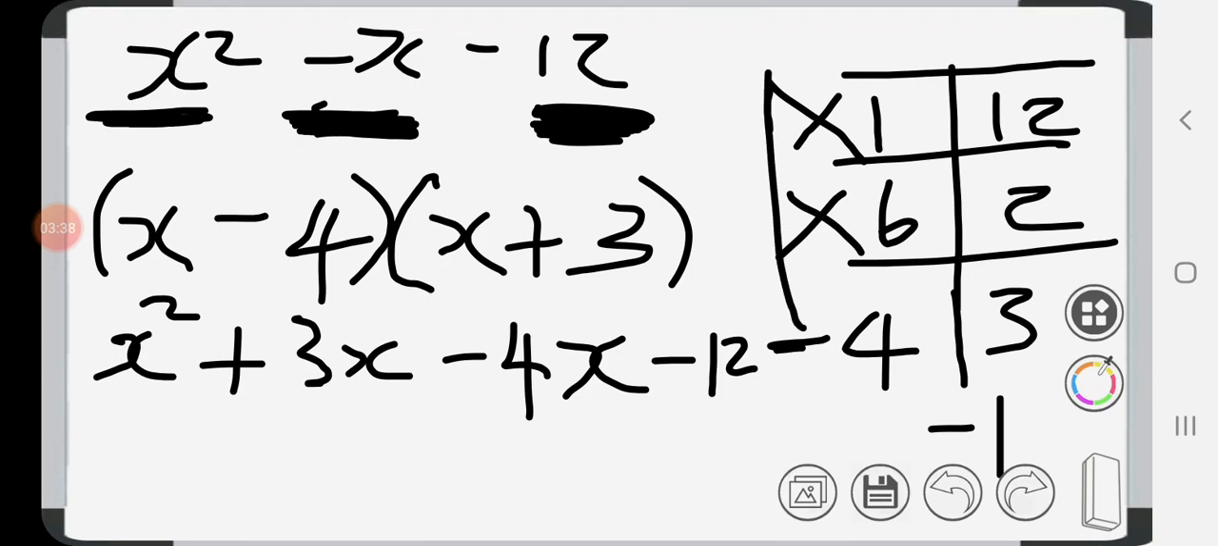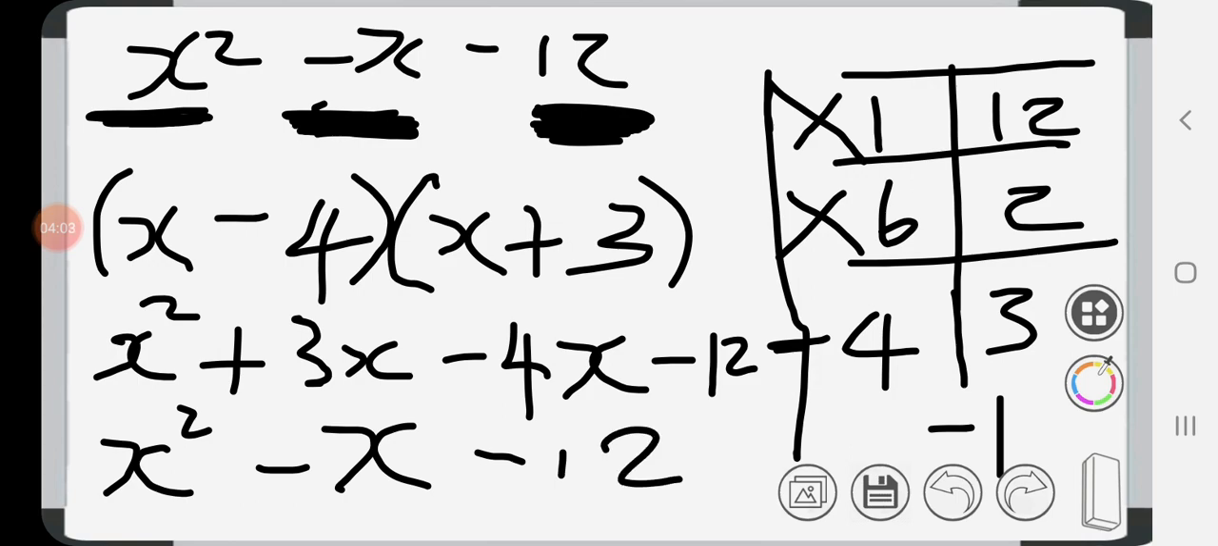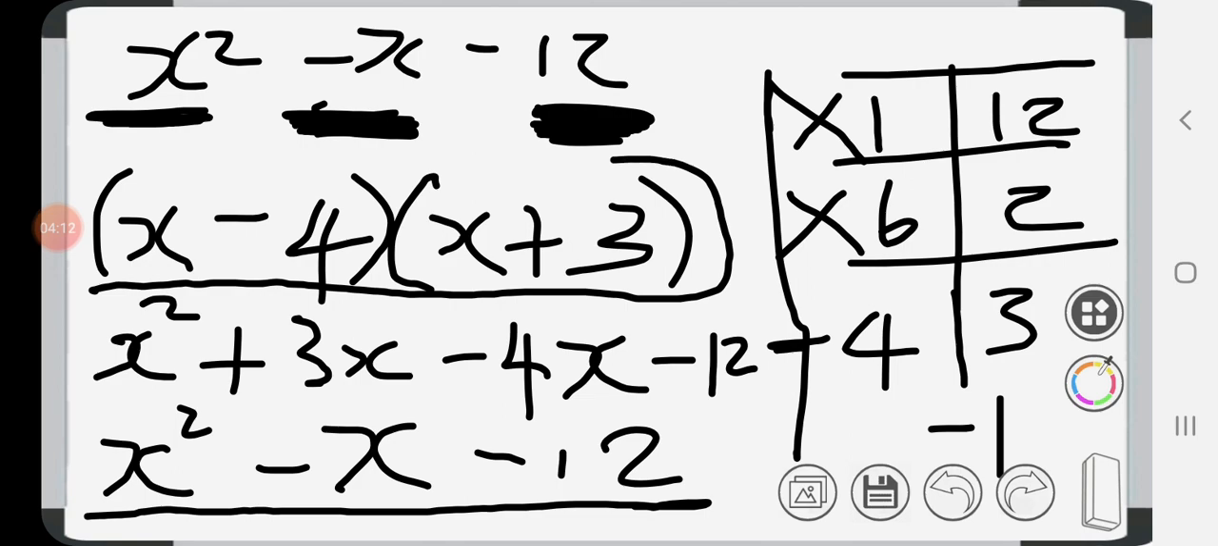All right. Now, if you simplify this, you get x squared, and now you need to add plus 3x minus 4x. That gives you minus x, right? 3 minus 4 will be minus 1. And then minus 12. This is the same expression that we started with, which means that it's equal to this expression that we have here. You have managed to factorize this so far.